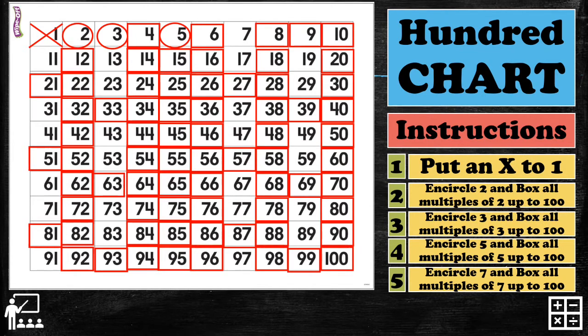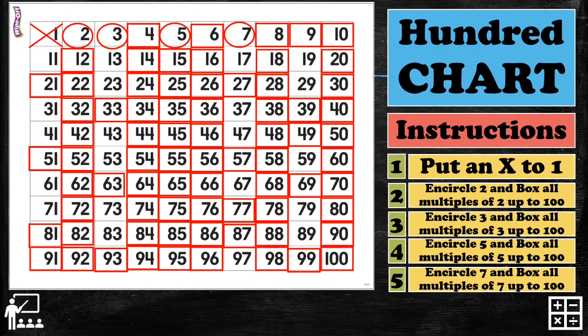Step 5 is encircle 7 and box all the multiples of 7 up to 100. So let's start encircling 7. After 7 is 14, 21, 28, 35, 42, 49, 56, 63, 70, 77, 84, 91, and 98.